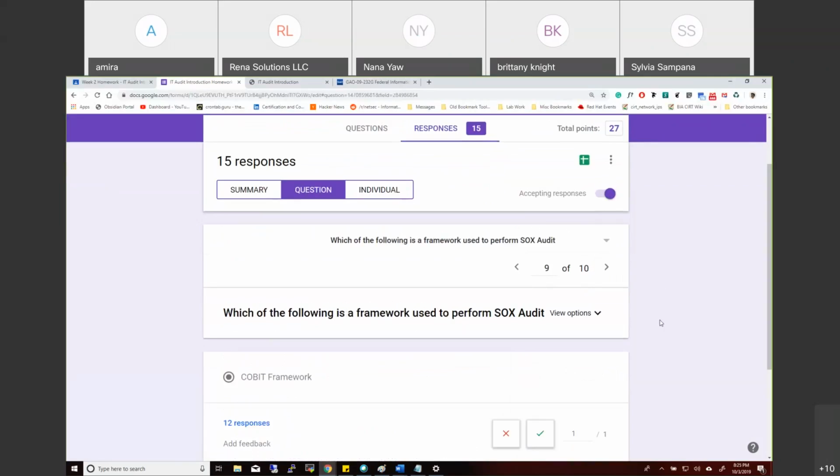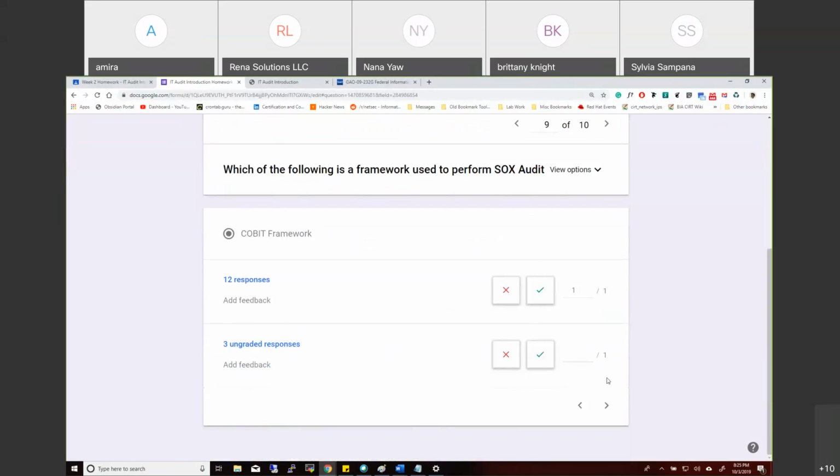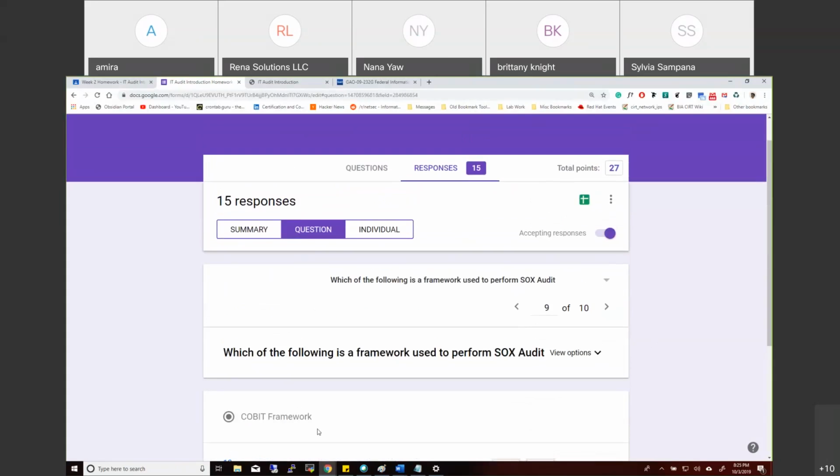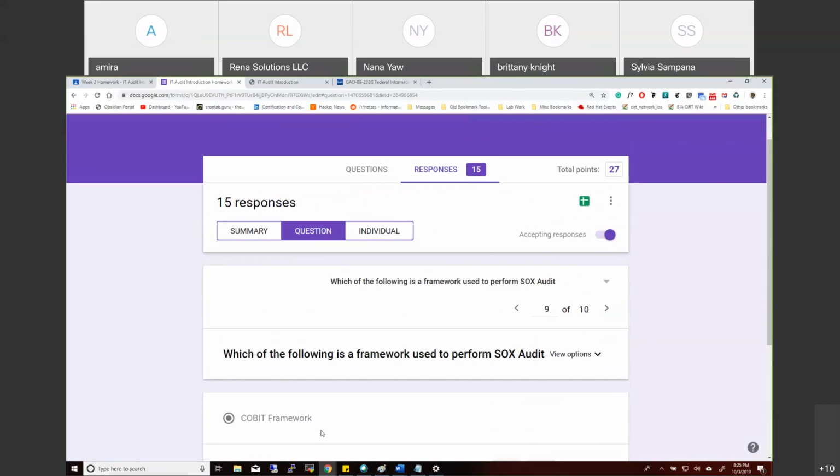Thank you. Which of the following frameworks is used to perform SOX audit? Everybody got this one right, so that was good. COBIT is the framework used to perform SOX audit. However, what is the framework used to perform A123 audit? I will ask Phil, what is the framework that's used to perform A123 audit?